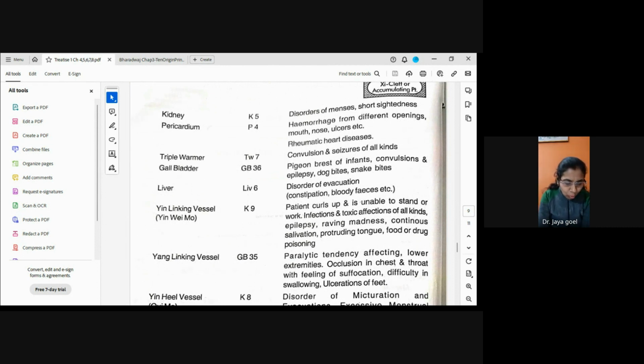Pericardium P4: hemorrhage from different openings, like mouth, nose, ulcer, etc. Hemorrhages from these openings can be treated on P4. Triple warmer TW7.